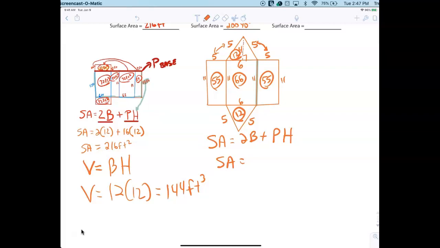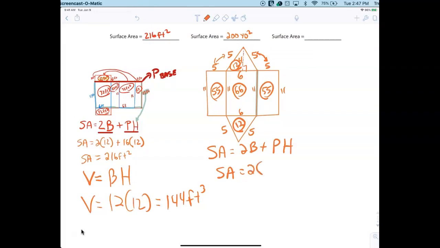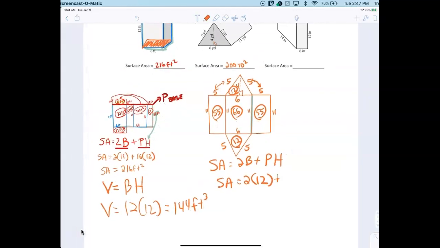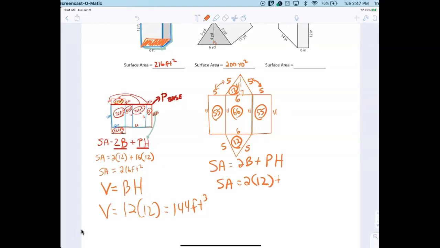All right? So what's the area of the base, kiddos? 12 plus what is the perimeter of the base? Come on, what's the perimeter of the base? 16. That was quick. 16. All right, times what's the height of the prism? 11. That is correct. All right, so now everybody do on their calculator 2 times 12 plus 16 times 11. And it should be what? But don't take my word for it. I got 200. So 200, and then we would say yards squared.